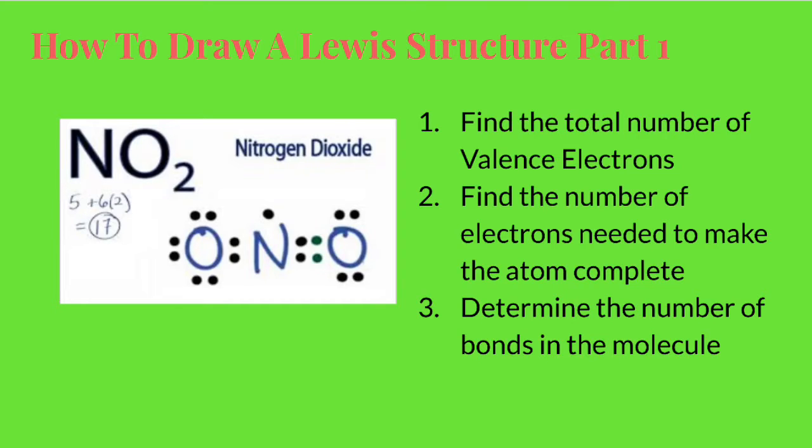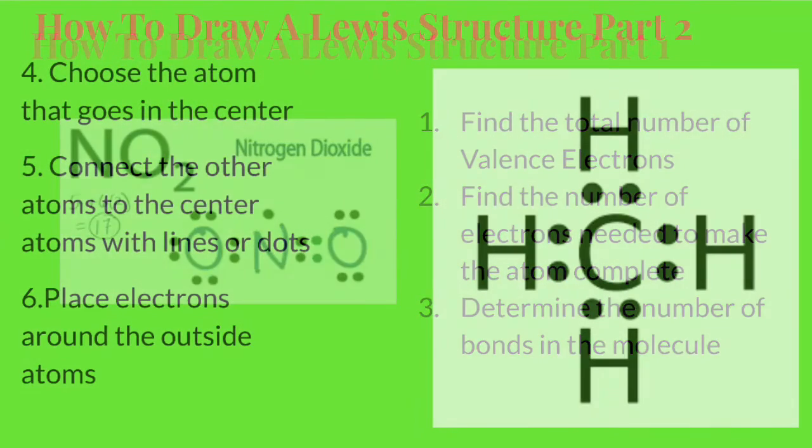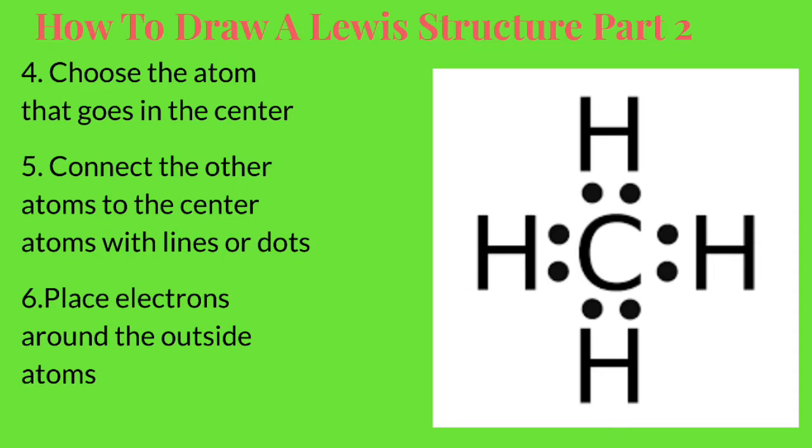So, for example, for the chemical compound nitrogen dioxide, there would be one line or two dots connecting one of the oxygens to nitrogen, and then on the other side there would be four dots or two lines that connect the oxygen and the nitrogen, because there needs to be 17 electrons in total. How to draw a Lewis structure, part 2.